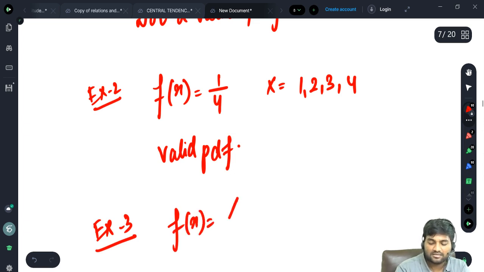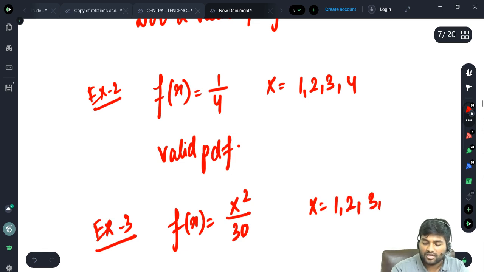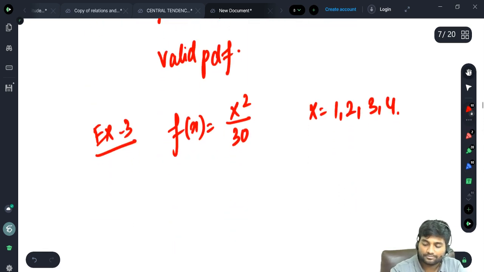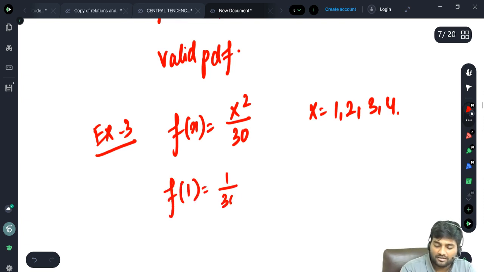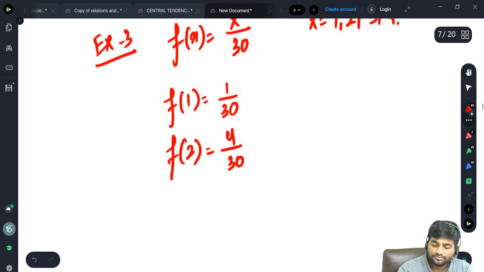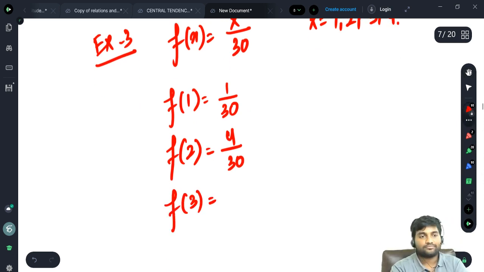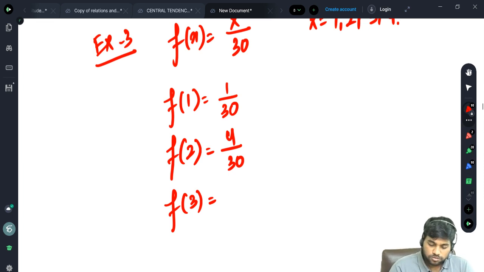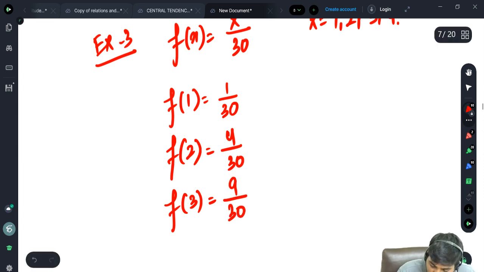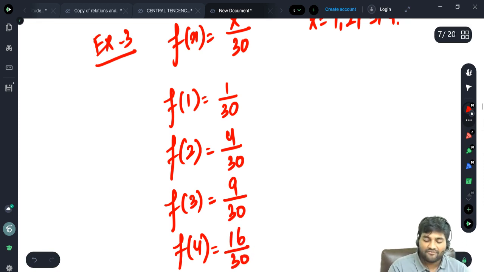Example 3. f(x) is x square by 30, x is 1, 2, 3, 4. Now tell me, put it. f(1) is what? 1 by 30. f(2) is what? 4 by 30. And so on. f(3) is what? Tell me. And f(4) is what? 16 by 30. So 1, 4, 9, 16 sum is what? Valid PDF.